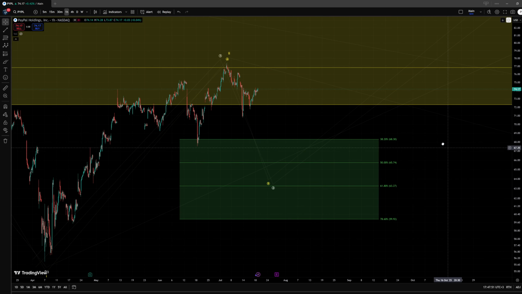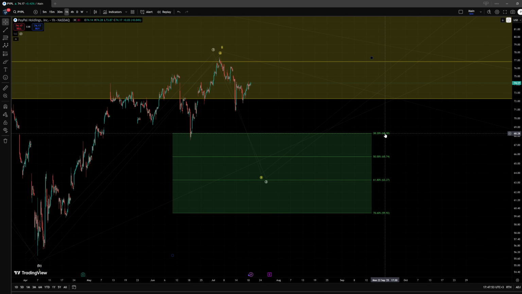So overall, you have these levels in green. These are the levels that I'm looking for support for an entry. Okay, so it's between $68.3 down to around $60. So these are the levels. This is the trade setup.